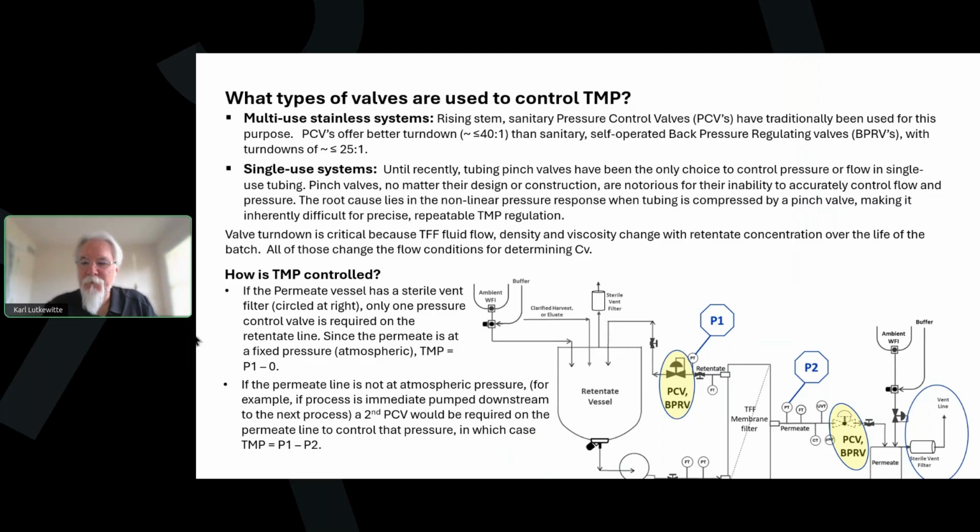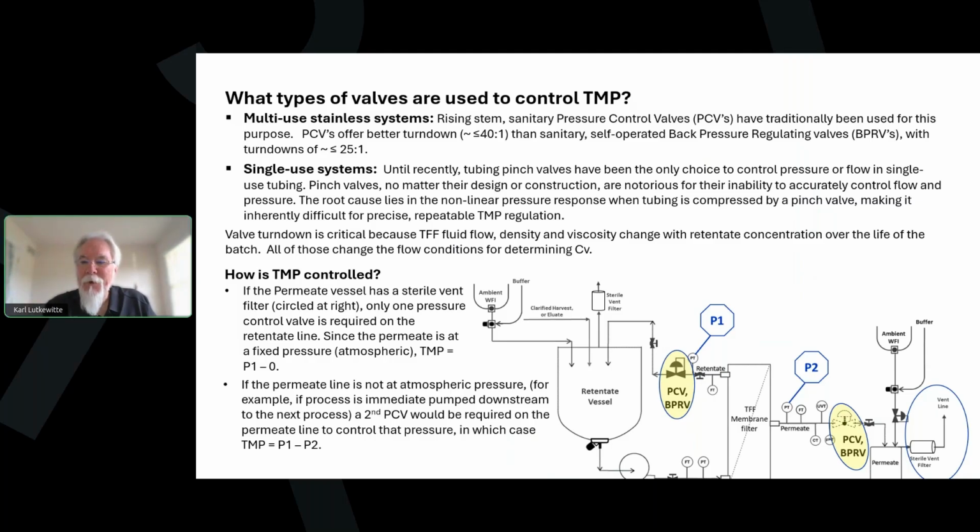Just to remind everyone, turndown refers to the minimum and maximum flow rate that a valve can actually control flow at. That's what turndown is. So the higher the turndown, the better. The higher the flow range the valve can handle. And also as process conditions change, like they do in TFF, when I'm concentrating something, the density and viscosity change, the higher the turndown, the more likely the valve is going to be able to control across the entire range.